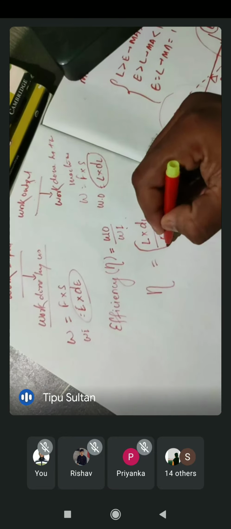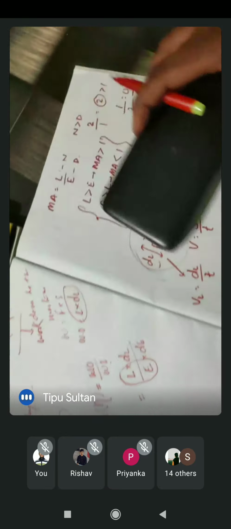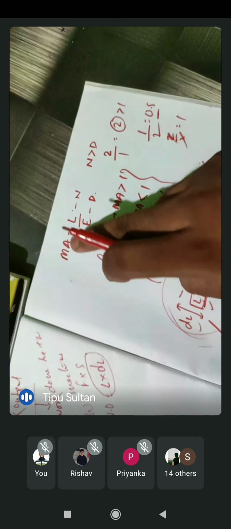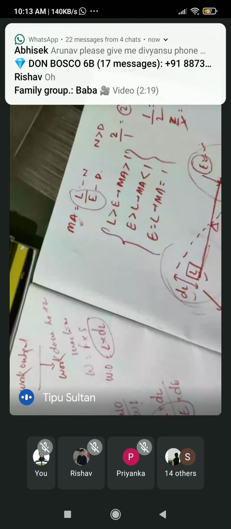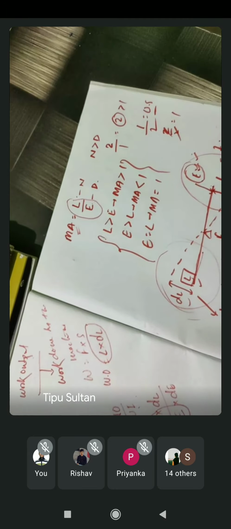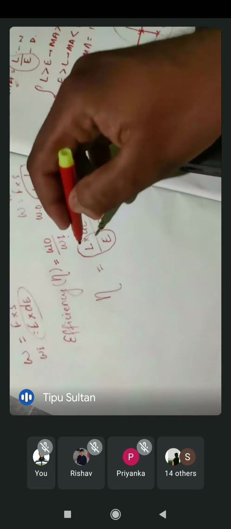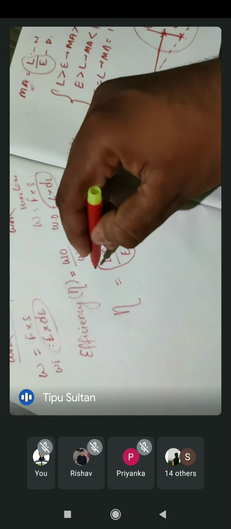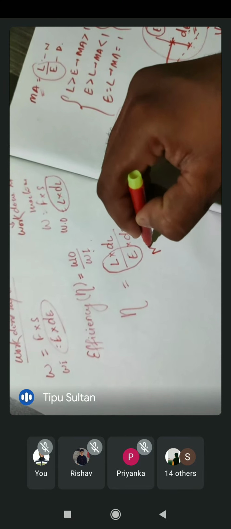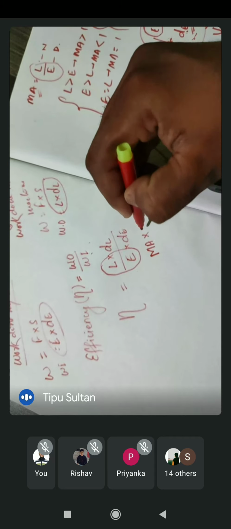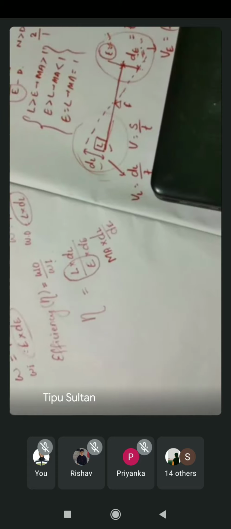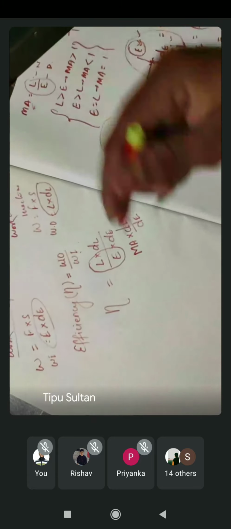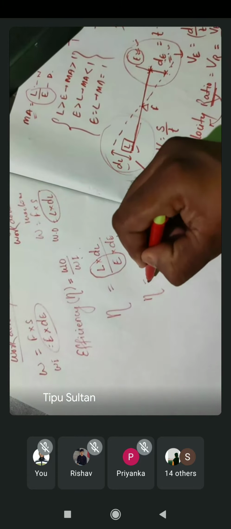Now load by effort. Mechanical advantage is equal to load by effort. So can we put mechanical advantage in place of load by effort? Here we have load by effort, so in place of load by effort we can write mechanical advantage into dl by dE. Clear? So this will be the efficiency.